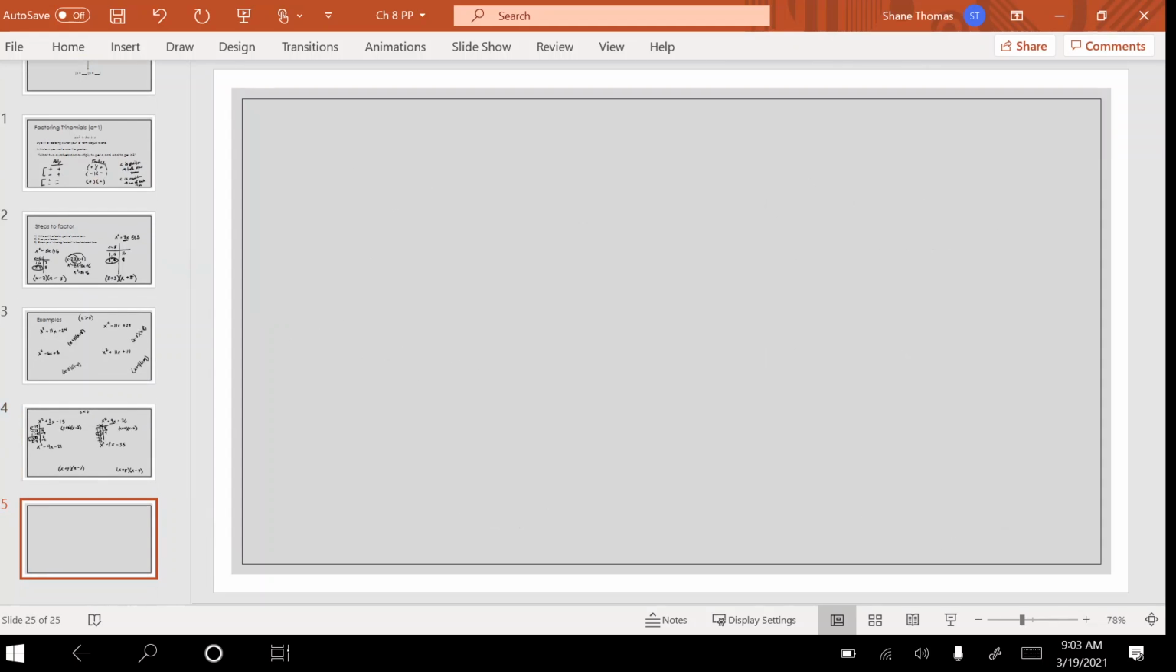Last page to finish off. 4 problems. Doesn't matter. That's just how I like to write them. Okay, so first one, x squared plus 4x plus 3.